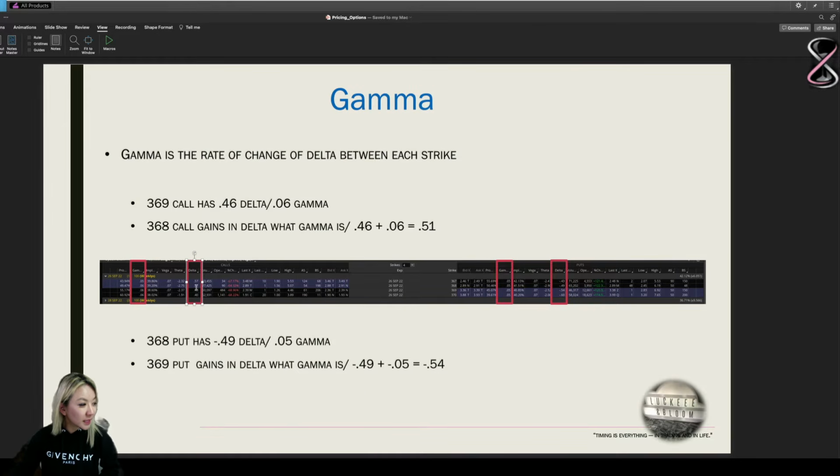Now, if your delta increases your options premium per dollar move, the stronger the gamma, the rate of change of delta is going to increase faster, right? So you want high gamma so that your delta increases faster if it's going in your direction. You want high gamma whether you're long a call or long a put, right? Because puts gain in delta what gamma is, and your calls gain in delta what gamma is.